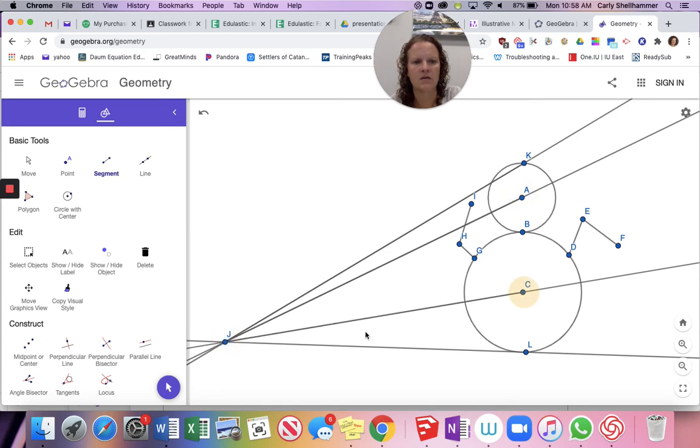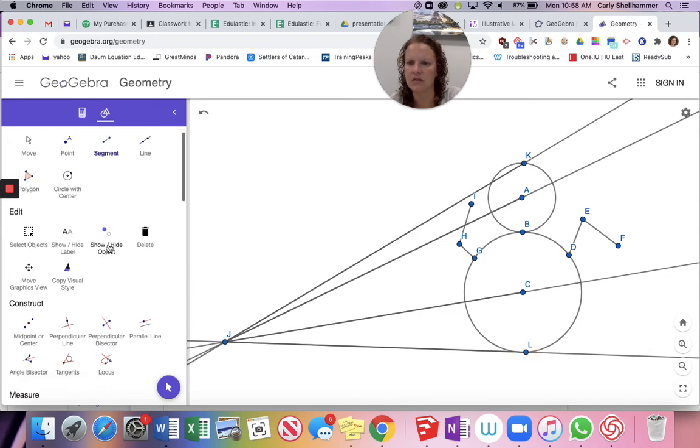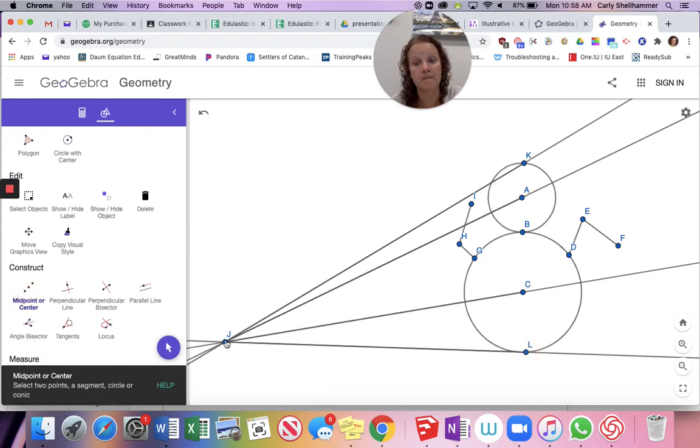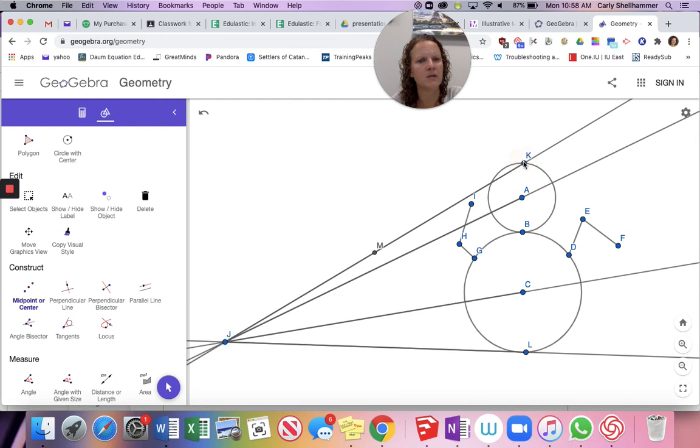So I just made segments. So now I'll be able to find the midpoint. There is no midpoint to a line. Do you know that? A line is infinitely long, therefore I cannot find a midpoint of it. I can find a midpoint of a segment.